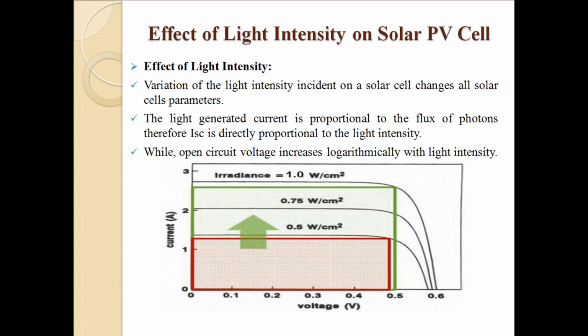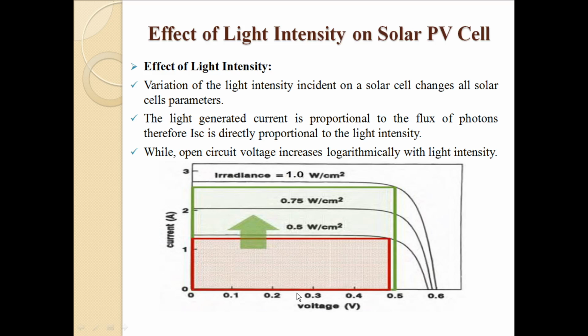When we talk about the effect of light intensity on the solar PV cell, as the intensity of solar radiation increases, the output that we get from the solar panel also increases. For example, when the solar irradiation falling is 1000 watt per meter square, or 1 watt per centimeter square, in this situation we get the maximum voltage and also the maximum current.